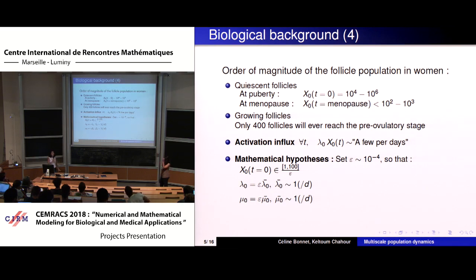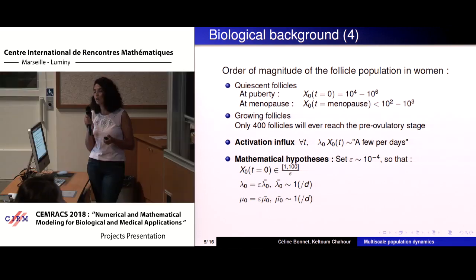So to fix the idea, we have here some order of magnitude of follicle populations for women. For the quiescent follicles, at puberty, a woman has between 10^4 and 10^6 quiescent follicles. And this number is reduced at menopause to less than 1,000 follicles.